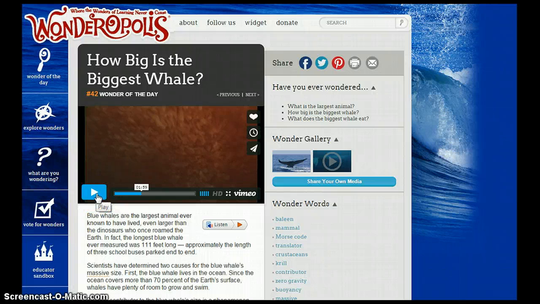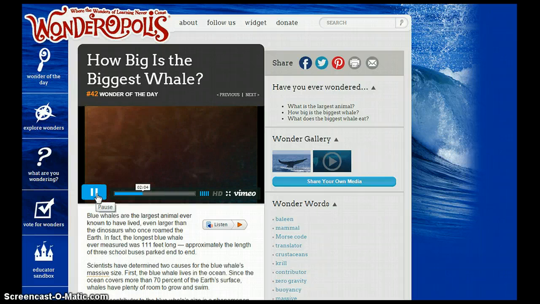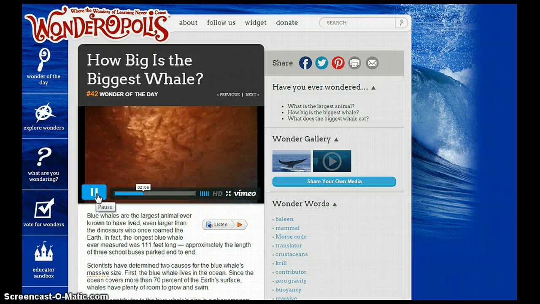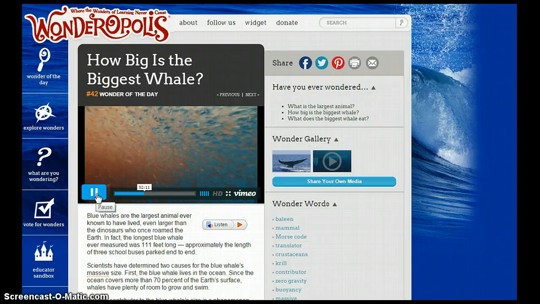So you can see in the beginning there's the krill. That's what krill looks like as it's swimming around in the ocean. So if there's a big massive pod of krill, I wonder if there is a blue whale somewhere in sight.